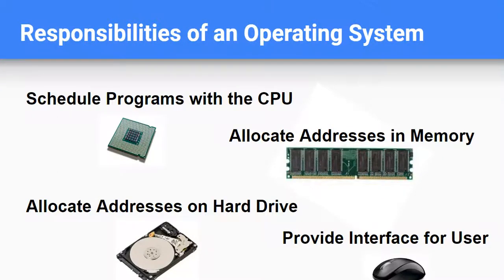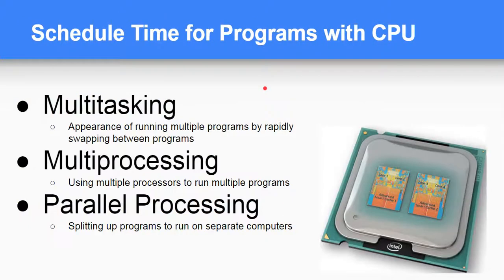All right, we left off on these four responsibilities, and let's just get right into the CPU. The purpose of the operating system, as it relates to the CPU, is to schedule time for programs, or you can think of that as applications or apps, with the CPU.